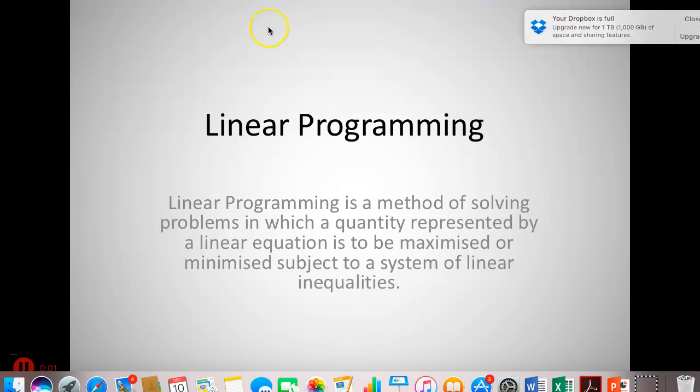This is a short video on linear programming, which has applications in statistics and applied mathematics. Linear programming is a method of solving problems in which a quantity represented by a linear equation is to be maximized or minimized subject to a system of linear inequalities. So everywhere we use only linear equations and inequations, hence the word linear programming.